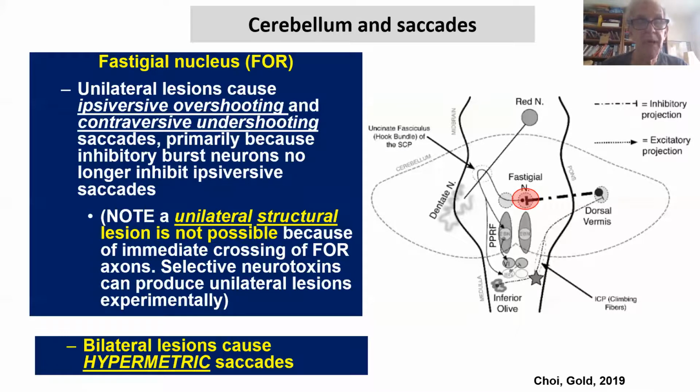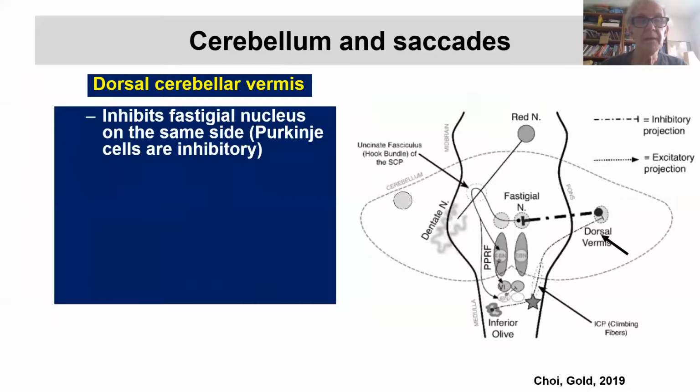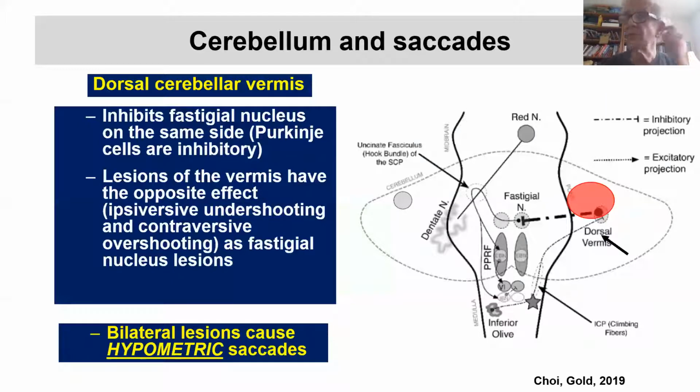So, bilateral lesions cause hypermetric saccades. There's our fastigial nucleus affecting both sides. Now, what about the vermis? It inhibits the fastigial nucleus on one side. Lesions of the vermis have the opposite effect: ipsiversive undershooting and contraversive overshooting, as the fastigial nucleus lesions. Bilateral lesions of the vermis cause hypometric saccades. Let's see a case.